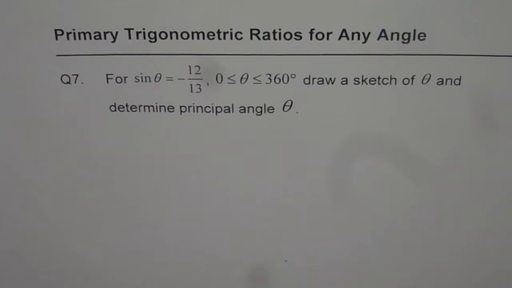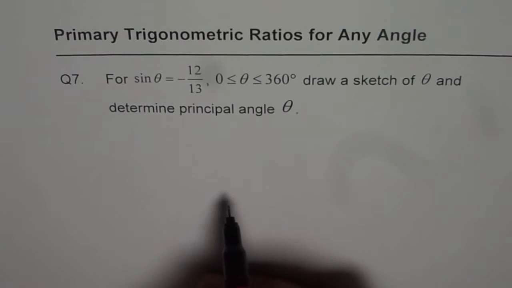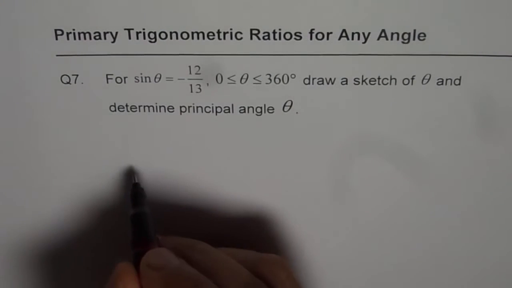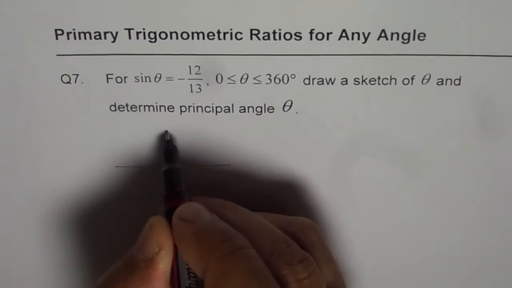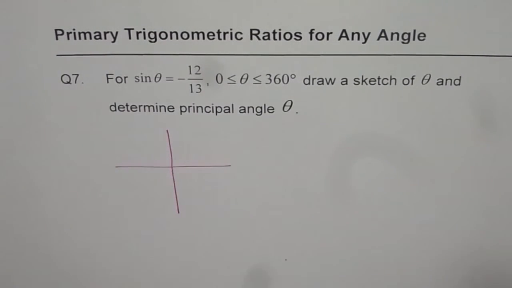For sine theta equals minus 12 over 13, where theta is between 0 and 360 degrees, draw a sketch of theta and determine the principal angle theta. So in this particular case, we have to find the angle. What we are given is that the sine theta value is minus 12 over 13.